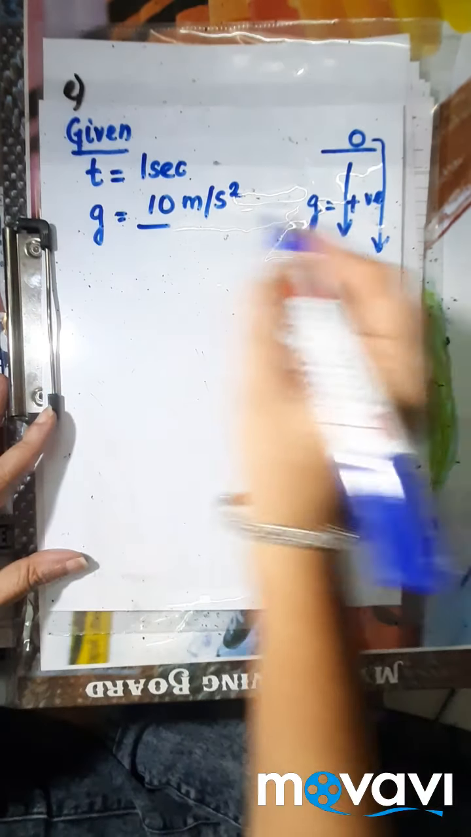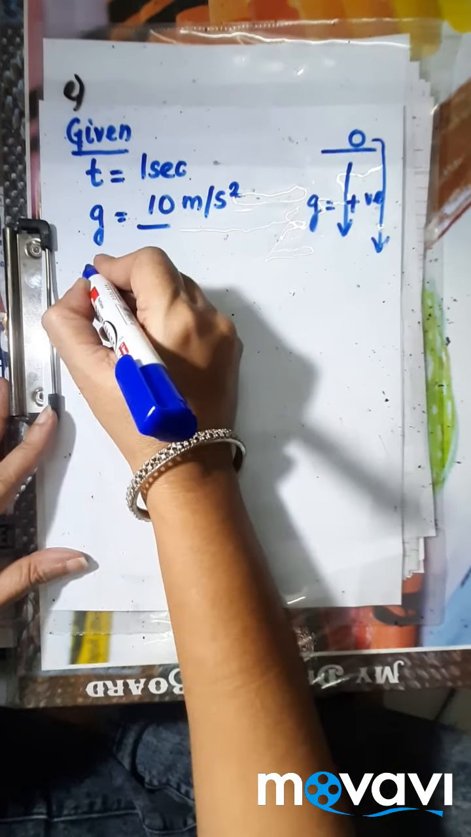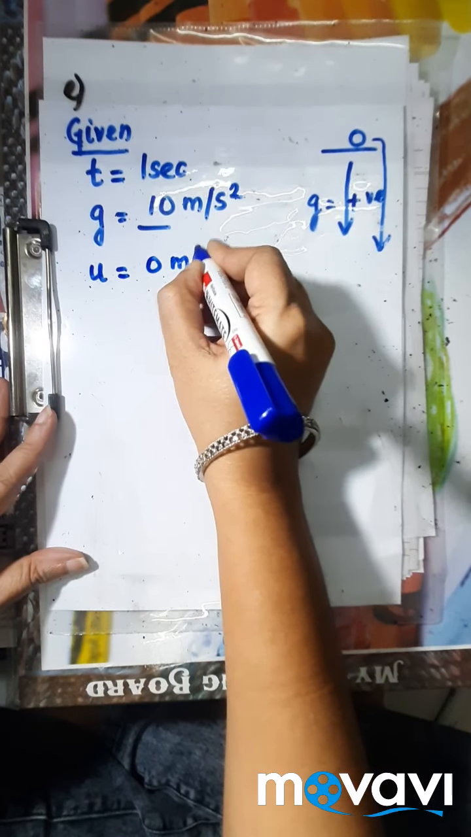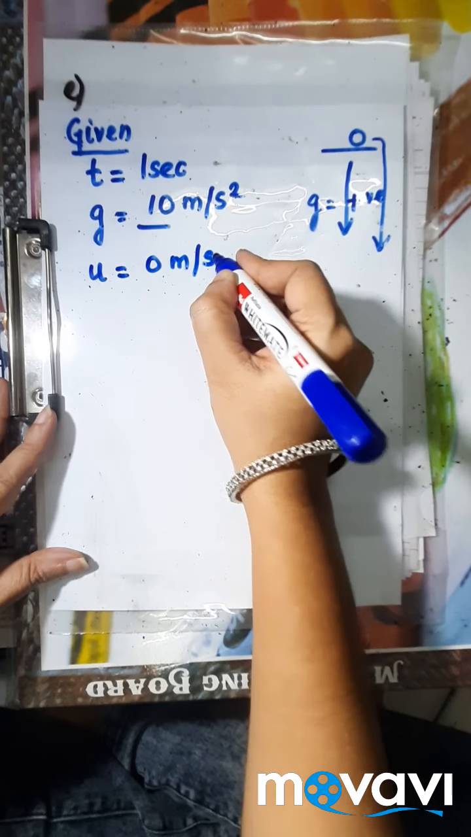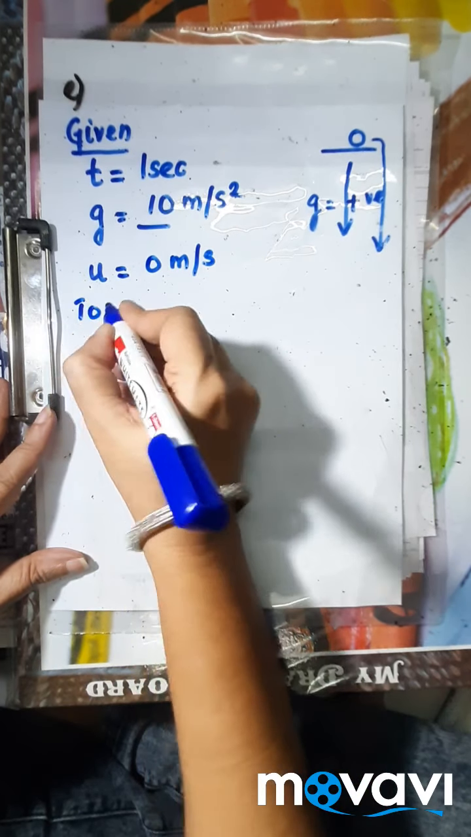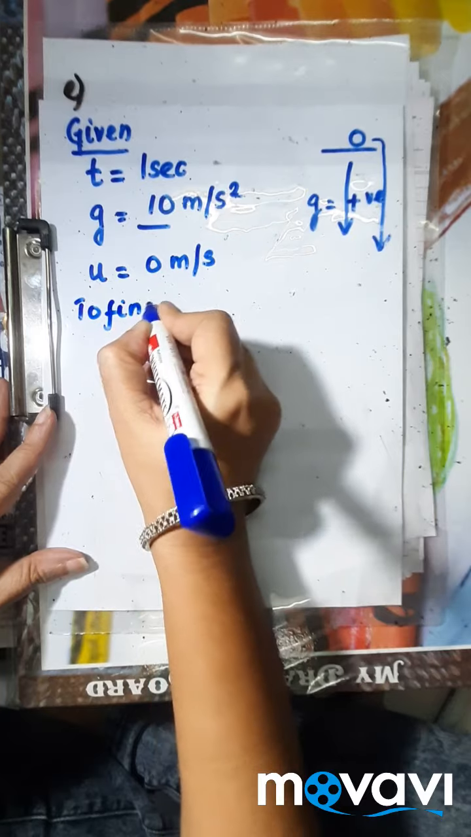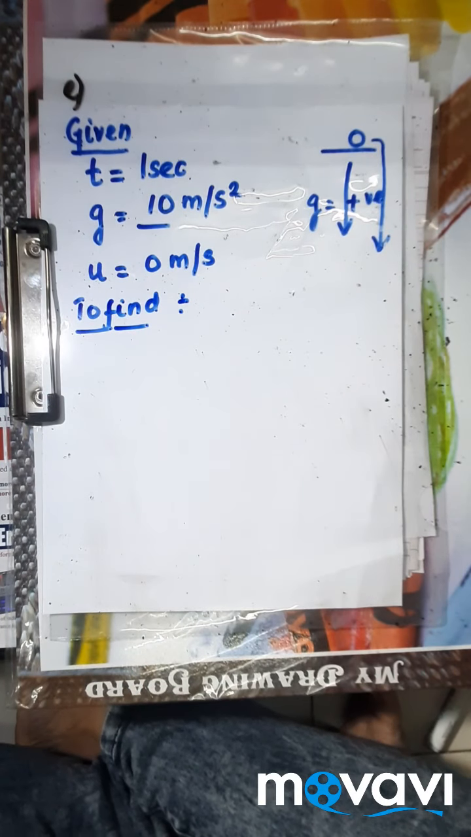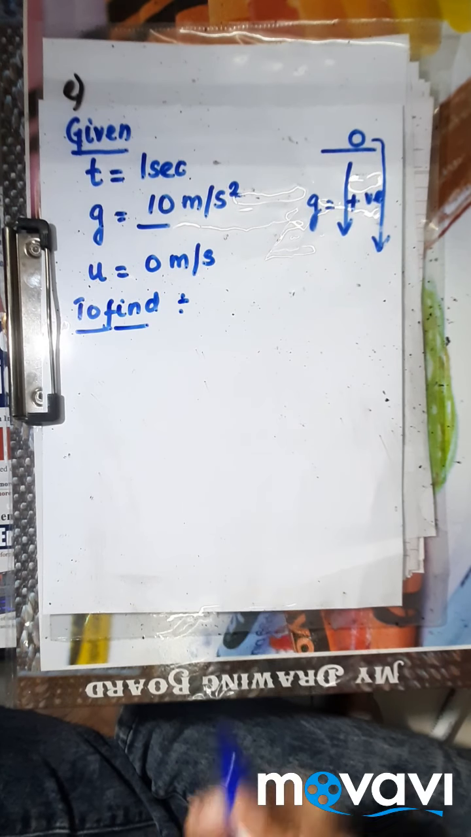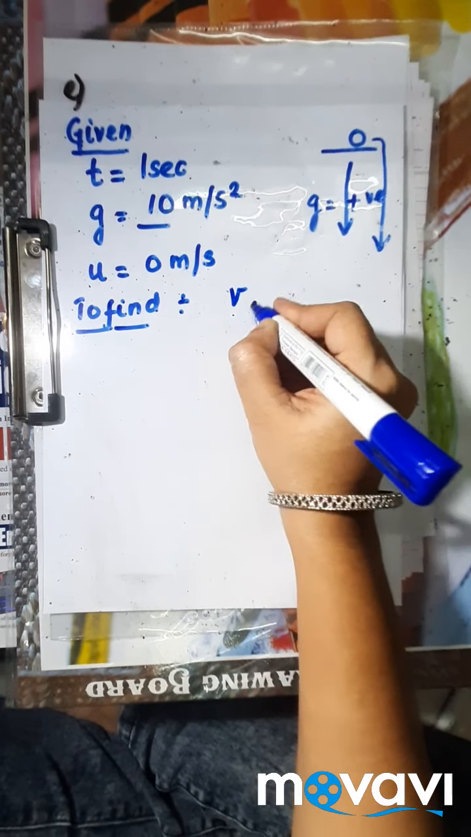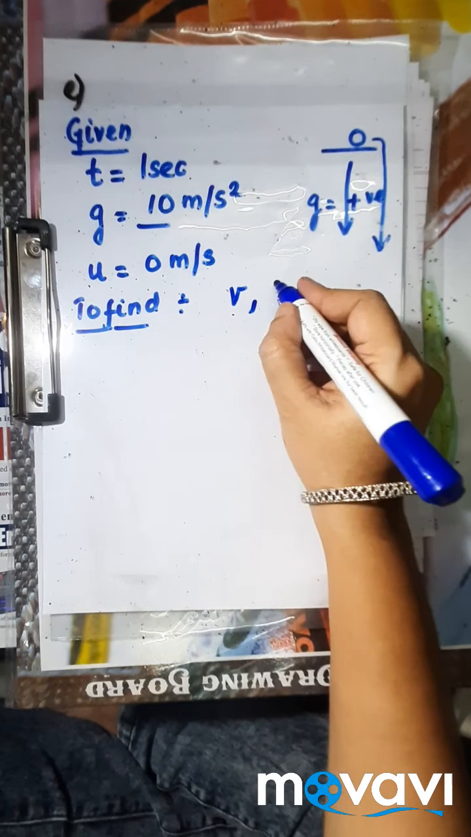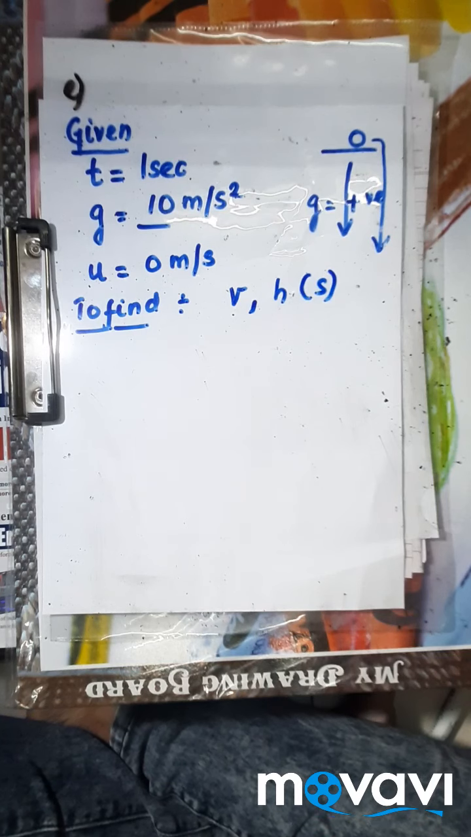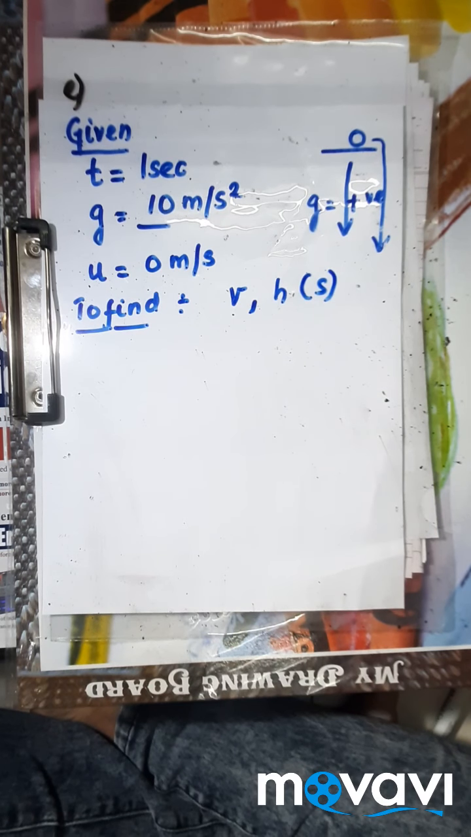Now please remember, when it is reaching the ground, it is leaving from the top, right? So my u is equal to 0 meter per second, correct? Now I have to find two things. What do I have to find? I have to find the speed on reaching the ground, so I have to find the final velocity, and the height of the table, h, which is also equal to s. H and s are the same, right?